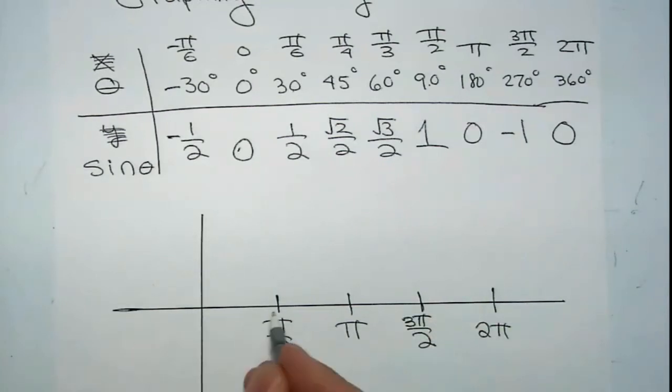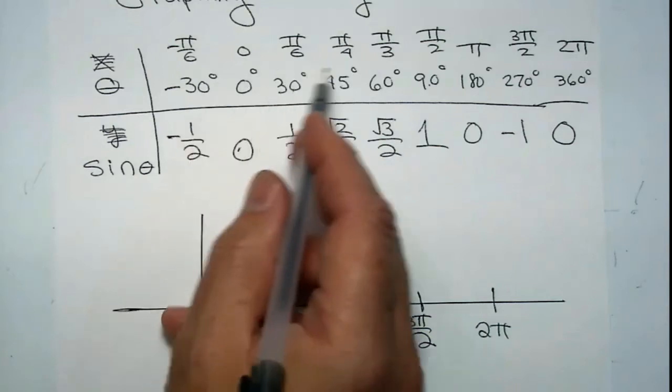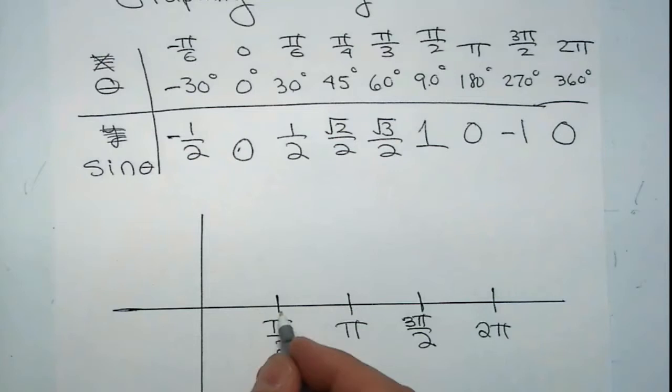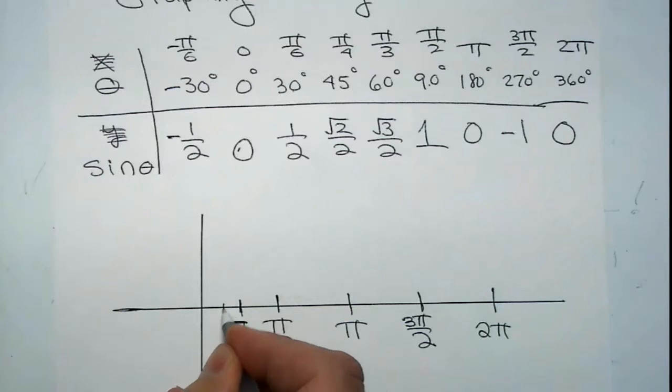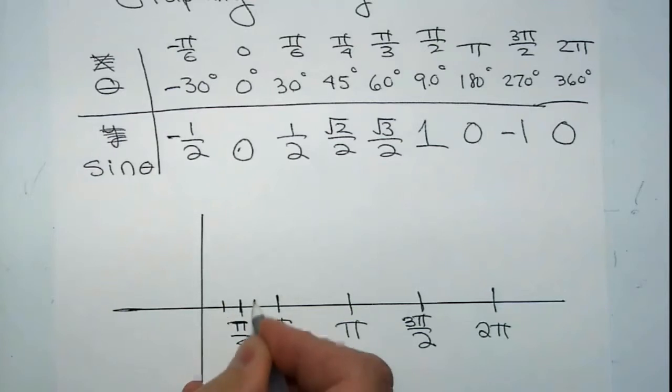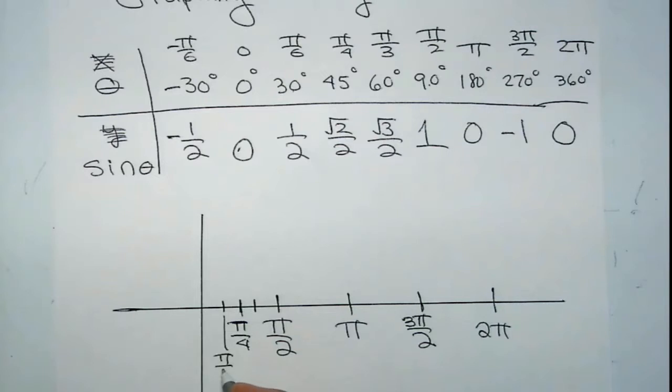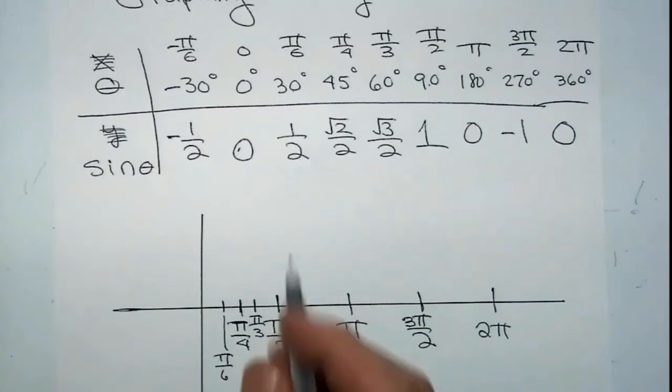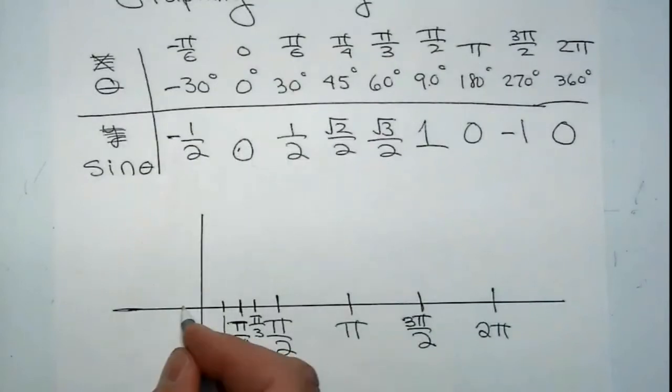And if we go backwards, well, we have to mark these off too. So let's do 45 degrees, which is right in the middle, pi over 4. And 30 and 60 should be about here and here. So here's pi over 6, and here's pi over 3. We kind of get those jammed in there. And then minus 30 degrees is minus pi over 6, right here.